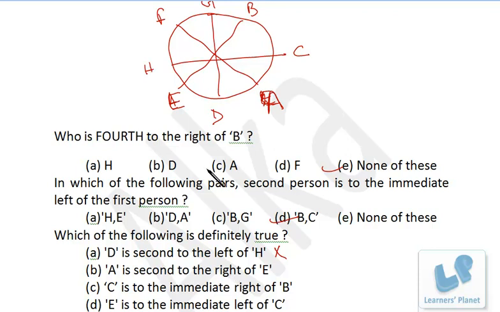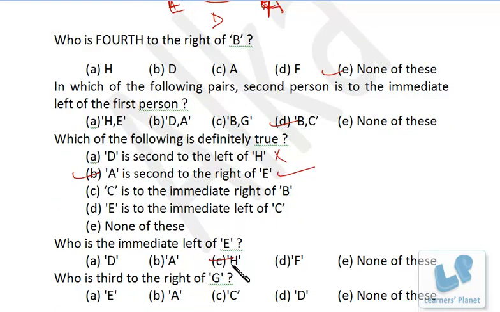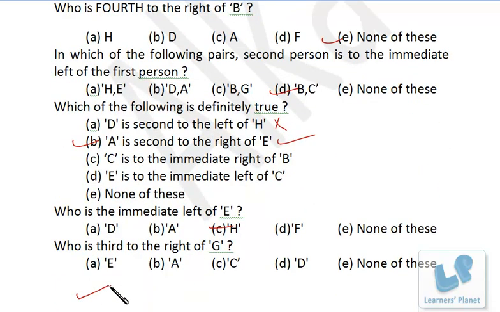Then A is second to the right of E. That's pretty correct, right? We don't have more than one option correct, and we are already getting this option correct, so no need to check further. That's true. Okay. Now who is immediate left of E? Immediate left of E, this is H. Okay. Who is third to the right of G? This is G, and right will be 1, 2, 3. Third is E. Okay, so that's clear.